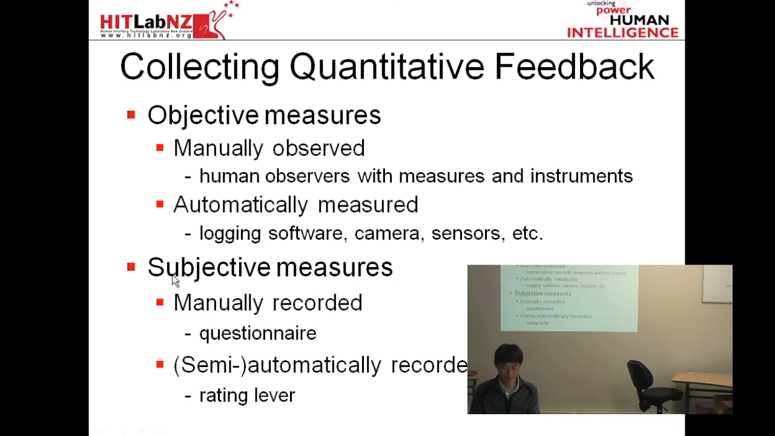For subjective measures, and we are talking about quantitative feedback here, so we are talking about ratings, like how easy it was, rate from 0 to 10 or so. Those kinds of feedback, you can either ask them to manually record, so a questionnaire having those rating questions could be a typical example, or another way is making it automatically recorded, which could also be done for collecting subjective quantitative feedback by using some props.